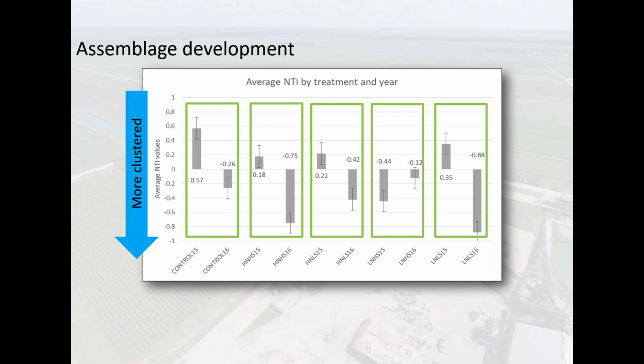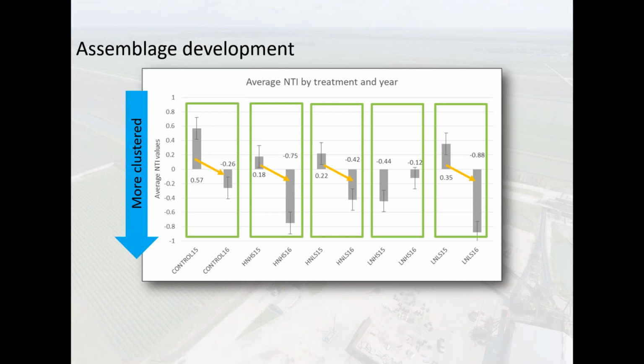And what we see, I can draw your attention to this graph, is on our y-axis we have our average NTI values, and the closer that you get to -1, this indicates a more clustered pattern or environmental filtering, whereas values closer to +1 indicate phylogenetic overdispersion. And on our x-axis, it's broken apart by treatment and year, so you can see control 2015, that's our control mesocosms in 2015, versus our control mesocosms in 2016.